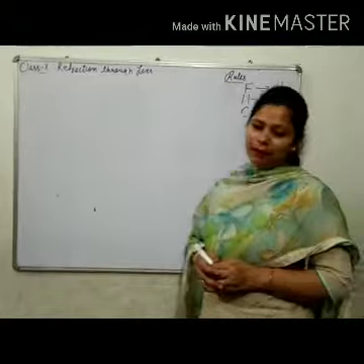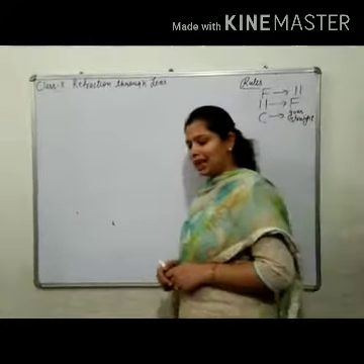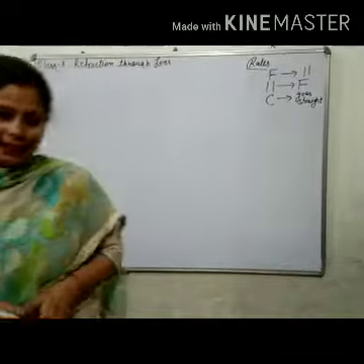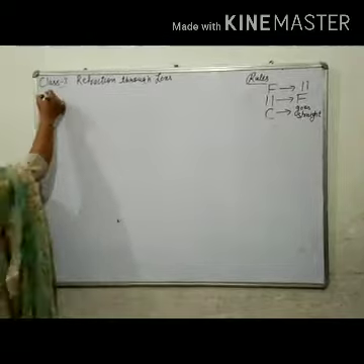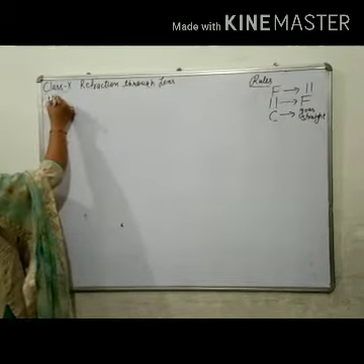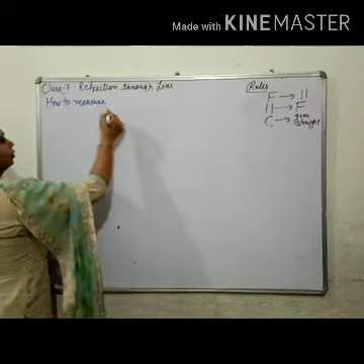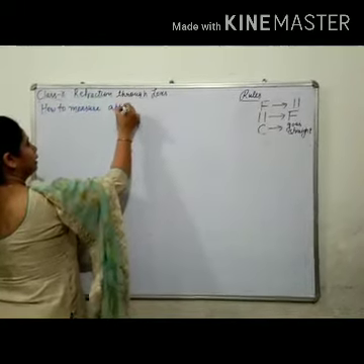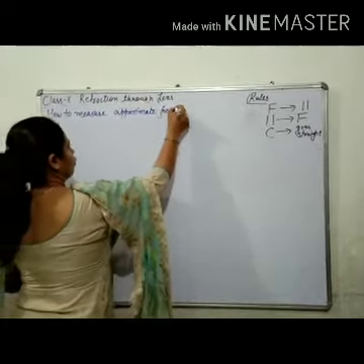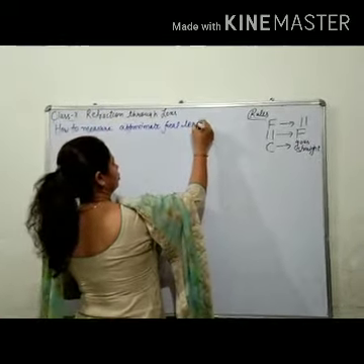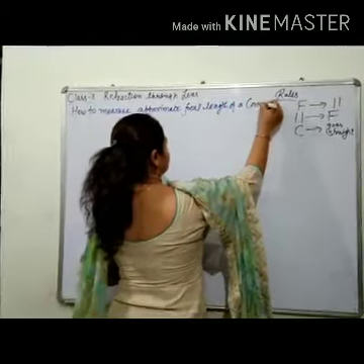And in my previous video, I have taught you the image formation by convex lens. I have discussed 6 cases in detail. Now, in this video, I am going to teach you how to measure the approximate focal length of a convex lens.